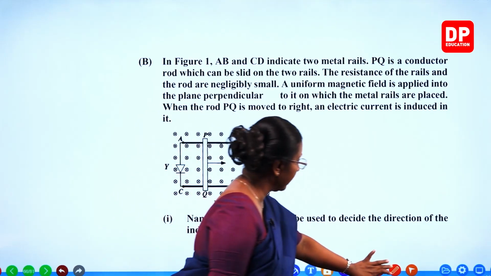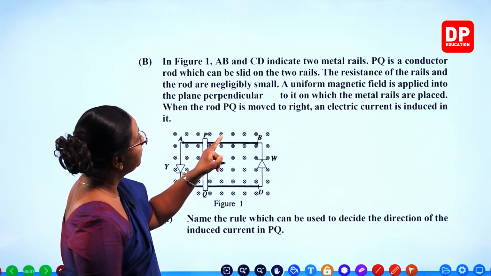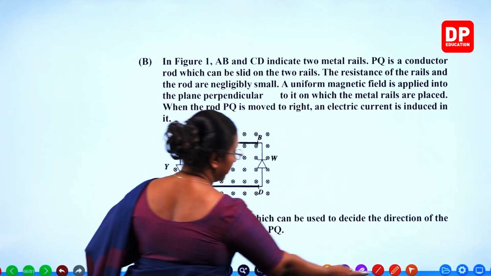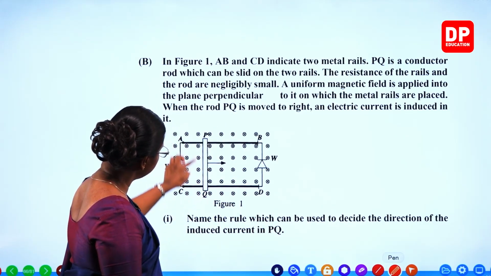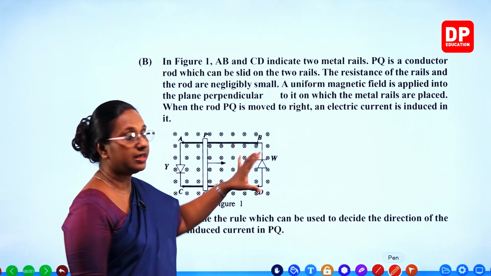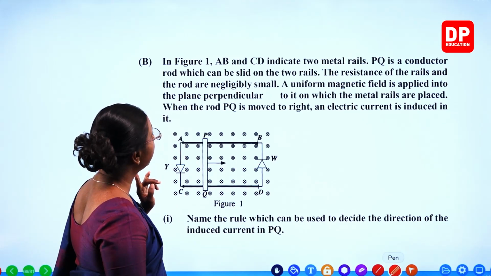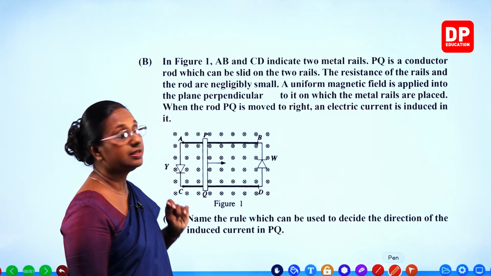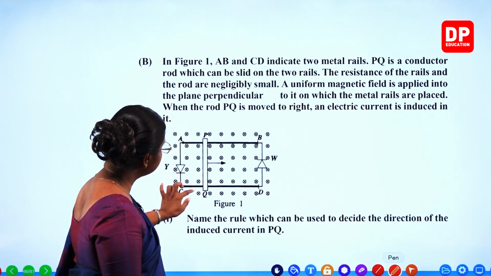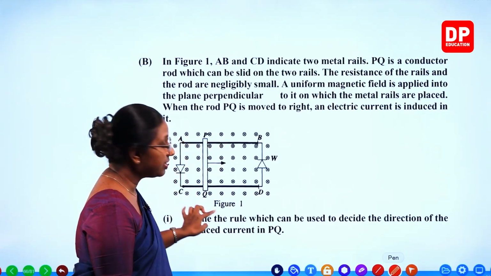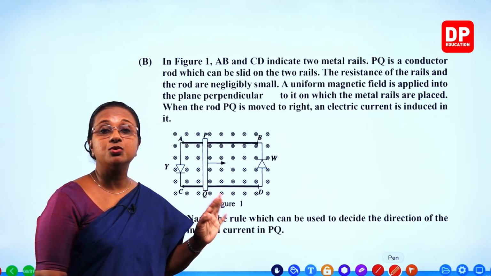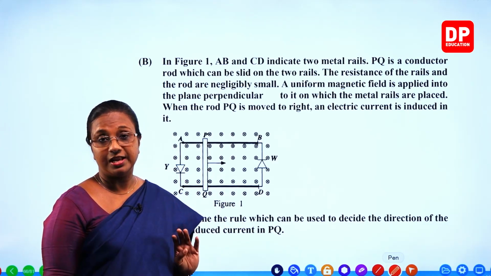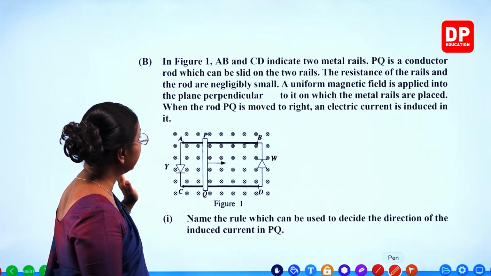You can see that. Then PQ is a conductor rod which can be slid on the two rails. So here you can see PQ is a metal rod that can be slid. It can move over the two metal rails. The resistance of the rails and the rod are negligibly small. So the resistance of both the rails and the rod are small. So that means there is no effect of resistance when the rod moves on the rails. That is why they have given that information.